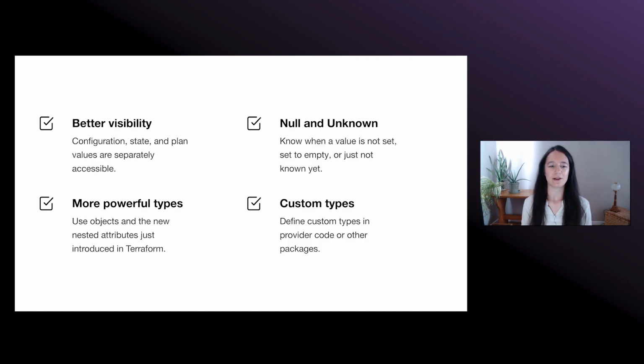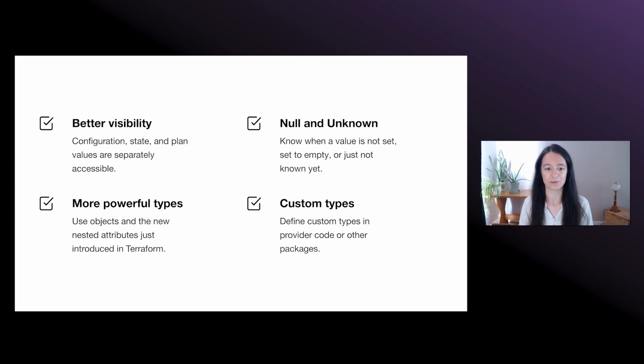Finally, I want to highlight some of the features of the Terraform plugin framework we think are particularly important. There's better visibility of config, state, and plan values, which are separately and unambiguously accessible. There's first-class support, at last, for null and unknown values, so we can tell when a user has omitted a value from config, when they've set it to an empty or zero value, or if the value isn't known yet, for example, if it's computed.